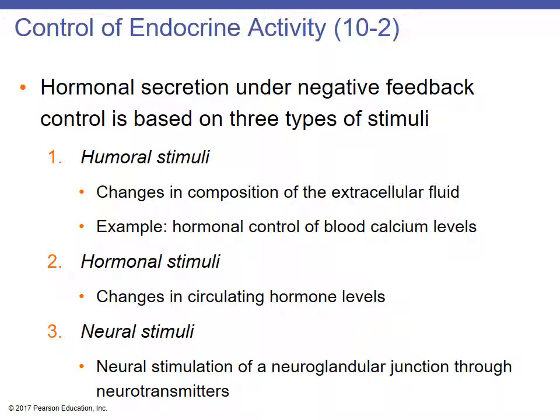So control of endocrine activity. As we talked about before, it's about negative feedback, right? So hormonal secretion usually has to do with something not so great happening in the body that the body has somehow sensed and needs to alter, change, or react to. We consider these stimuli, this bad feeling of a stimuli, I guess, to be into three different categories: the humoral, the hormonal, and neural stimuli groups.